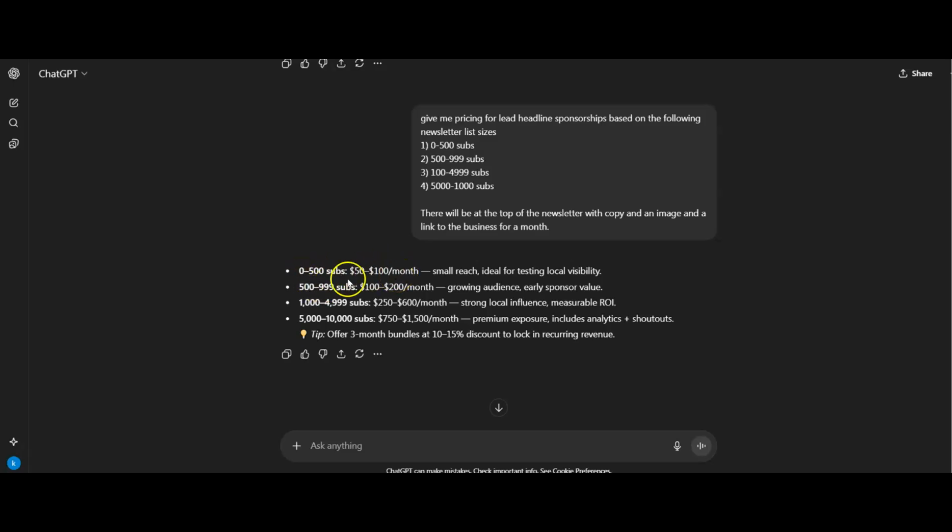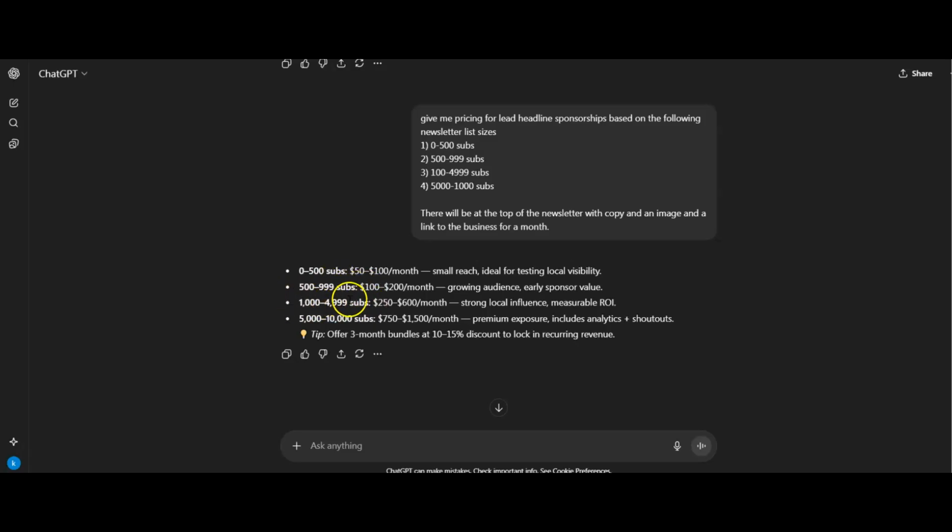For 500 to 999 subs, you're looking at the 100 to 200 mark. You're growing, and you can show growth as well. By the time you get to around 1,000 subs, you've probably been growing your newsletter for a couple of months, which means you've got decent data on how many people are opening it and clicking on links. You can say, look, I've been adding 200, 400, 500 subscribers a month. So if you go with a 3-month package with me, the audience you're getting in front of is going to be a lot bigger, but you're paying this price for the smaller audience.